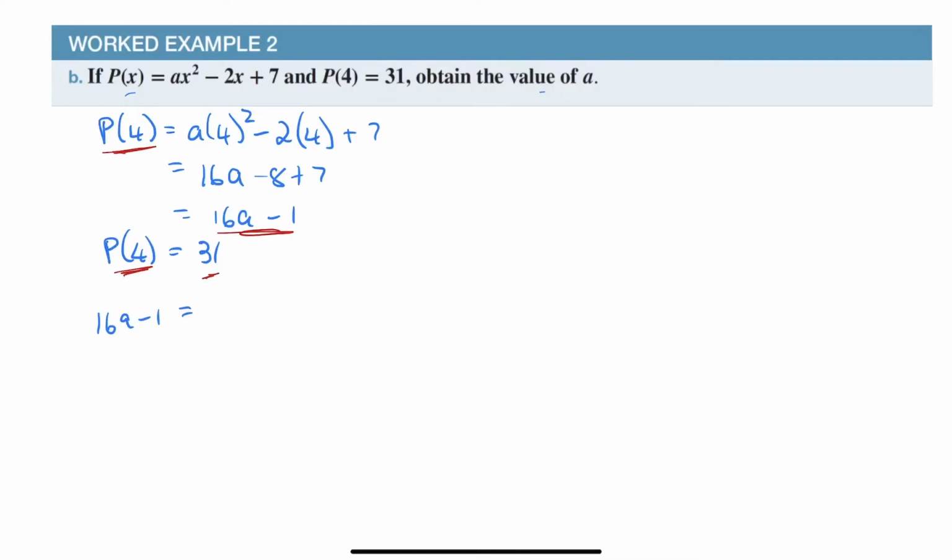minus 1 equals 31. I'm going to now add 1 on both sides, plus 1 plus 1. So it's going to give me 16a equals 32. Divide by 16 on both sides. So a equals 2.